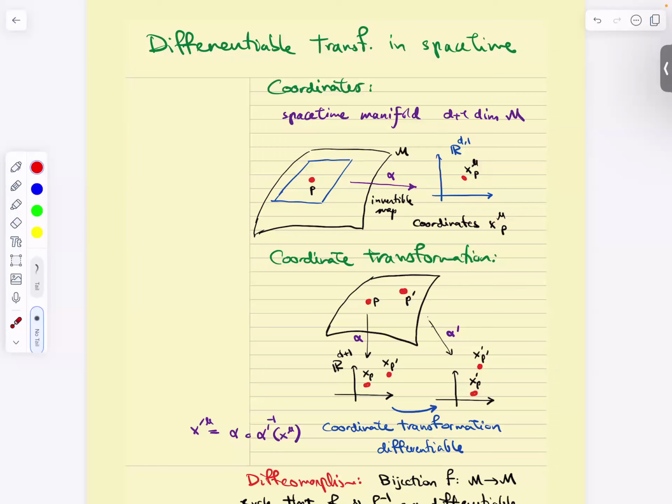This map is a coordinate system. It sends the neighborhood of P to points in R^D comma 1. The map is called alpha. It assigns the point x mu of P to the point P. Right? It sends the point P to a point in R^D comma 1. This assignment, this alpha, is the map that assigns coordinates.